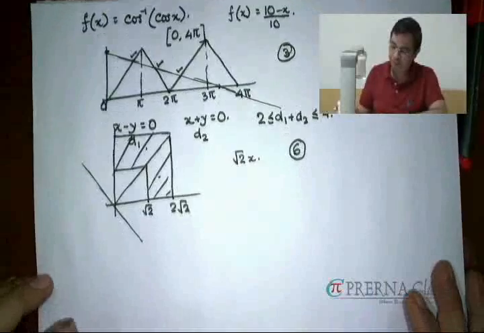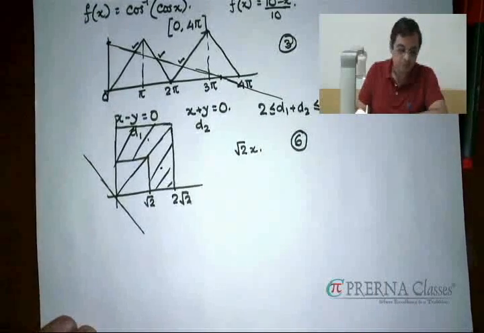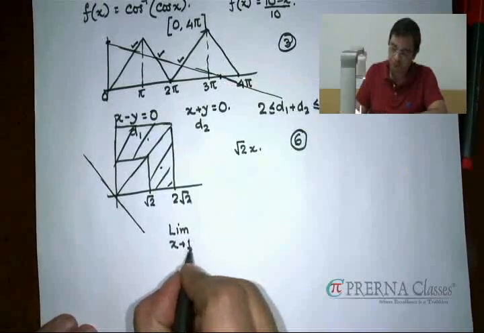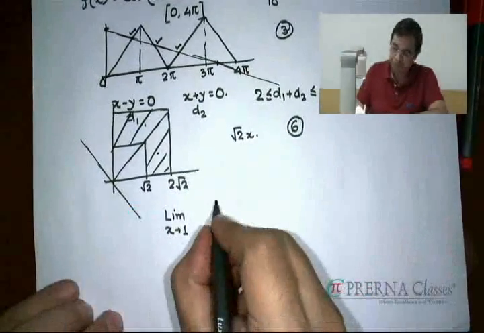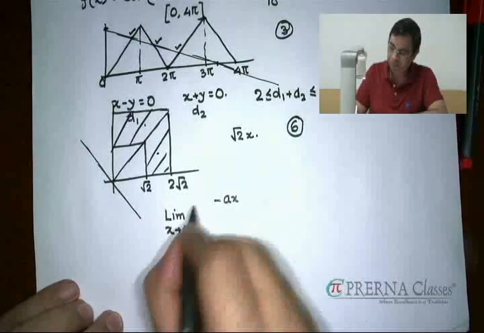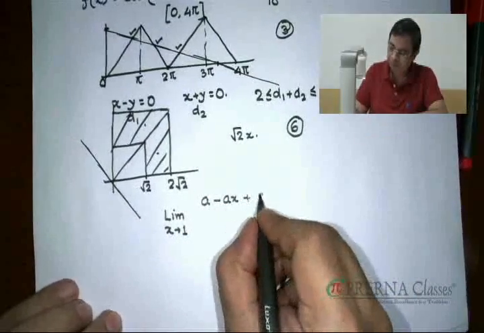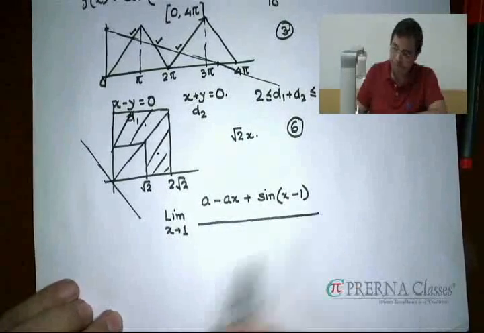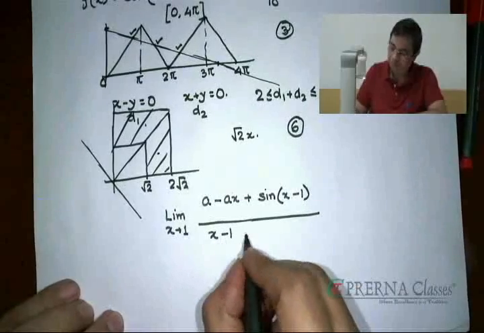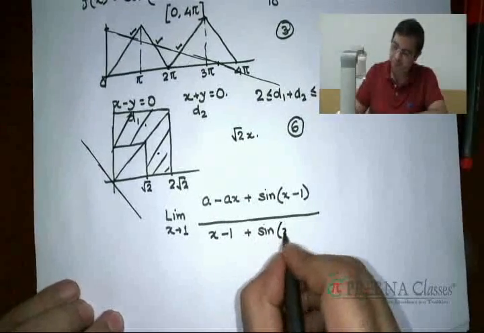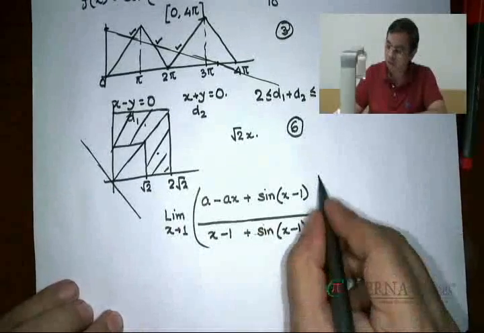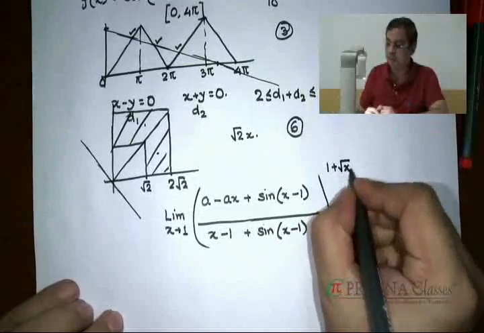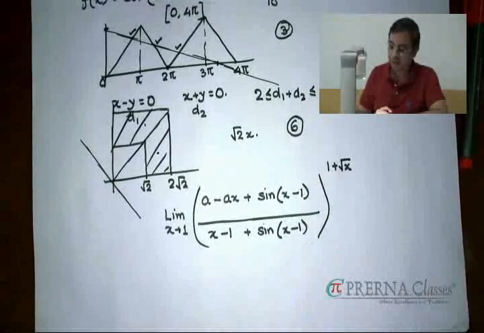The next question was dealing with the limit as x approaches 1 of this whole thing to the power of 1 plus root x, if we just simplify the exponent that was there.